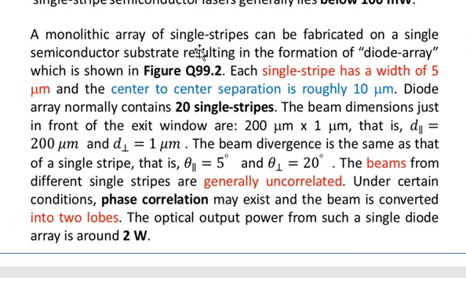A monolithic array of single strips can be fabricated on a single semiconductor substrate, resulting in the formation of a diode array, which is shown in figure number 2. So you see that I have shown you a diode array, which is actually a combination of many single strip semiconductor diodes. Each single strip has a width of 5 micron, and the center to center separation is roughly 10 micrometers.